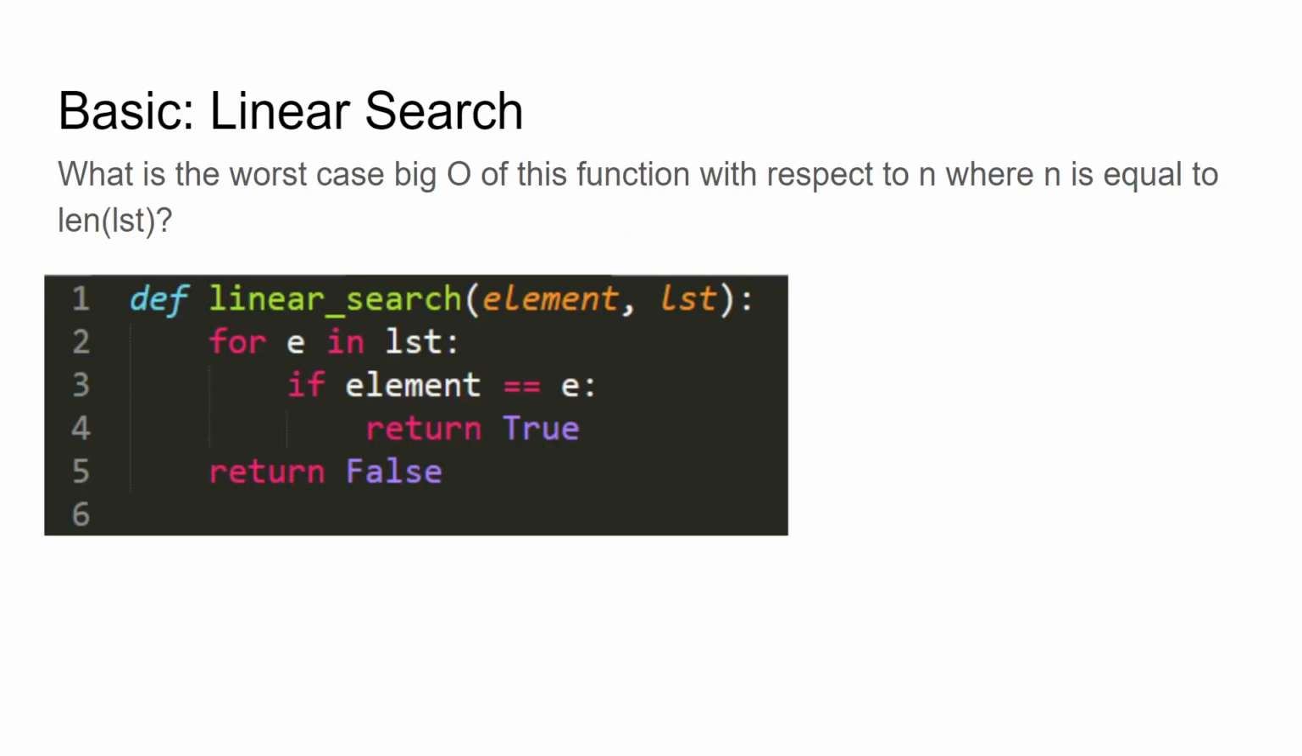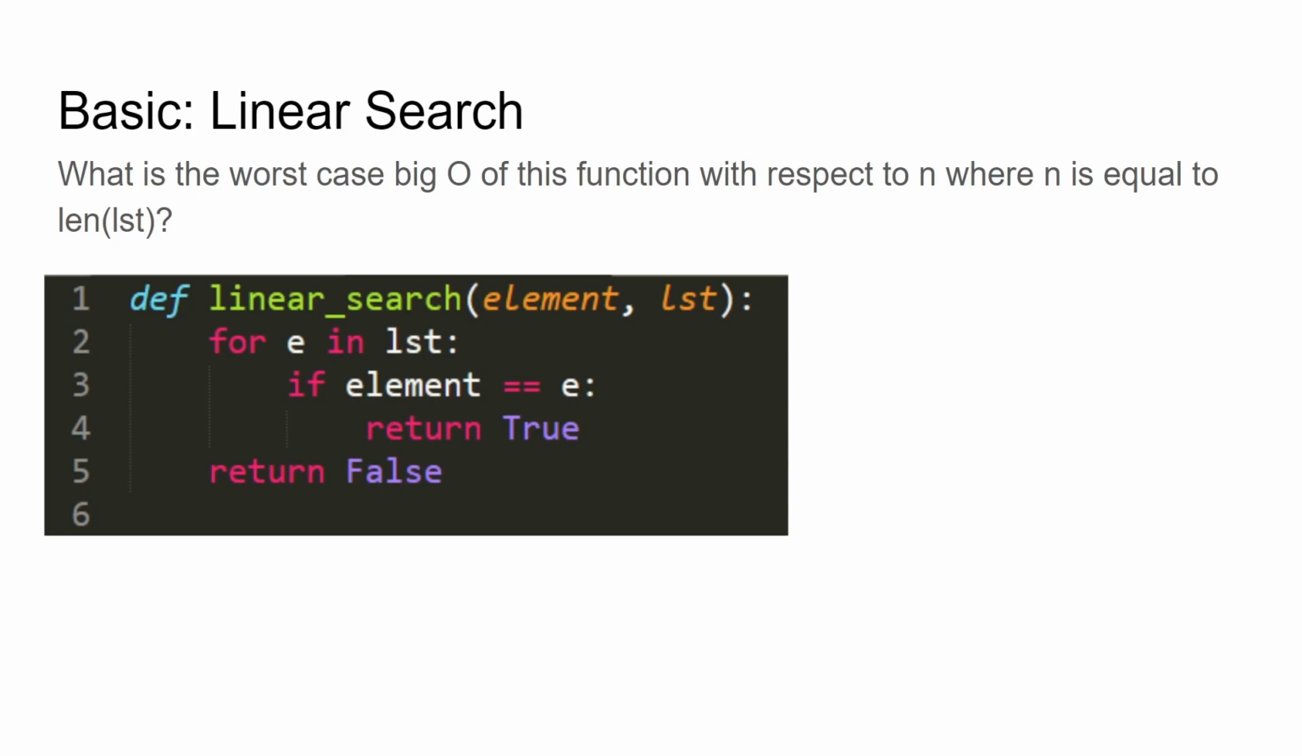Let's go over a basic example, linear search. What is the worst case big O of this function with respect to n, where n is the length of the list? Linear search is an algorithm that checks whether or not an element is present in a list. It does this by looping through the list and checking whether or not the element is present at each index.